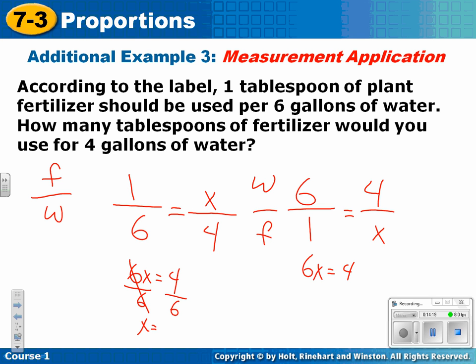Ugh. What's that look like? What is every fraction you've ever seen? It's a division problem. So can't I just do this instead? Can't I just make this 2/3? Because it's still a division problem. It still solves the problem. All I did is just reduce this. 2/3 of a tablespoon. That's it.